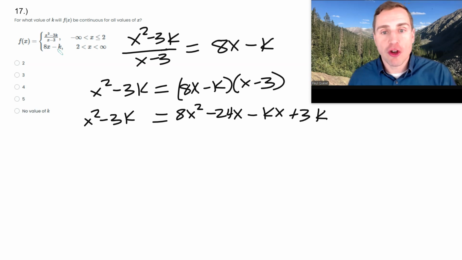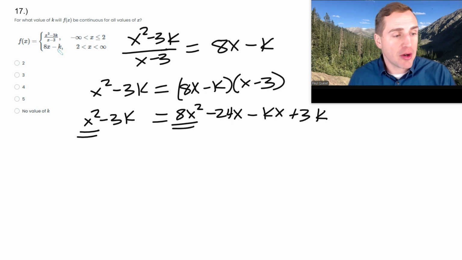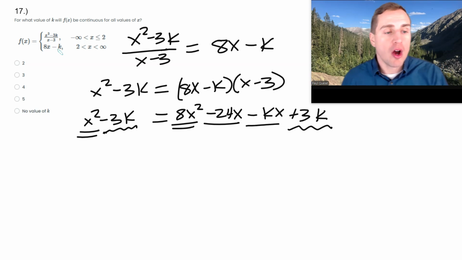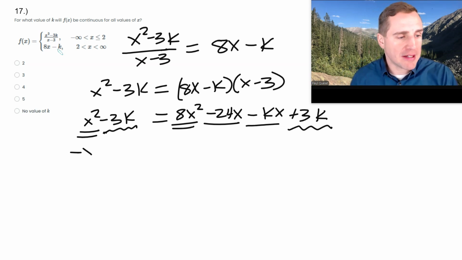All right, so we should match up like terms. This is an x squared term. This is an x squared term. This is a 3k term. Here's a 3k term. And then this is an x term, and this is also an x term. Okay, so let's be careful. Let's subtract x squared from both sides. Let's also add 3k to both sides.